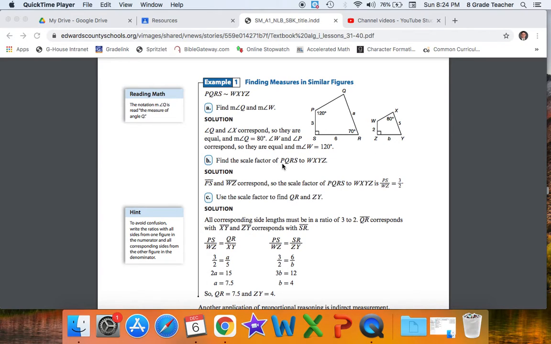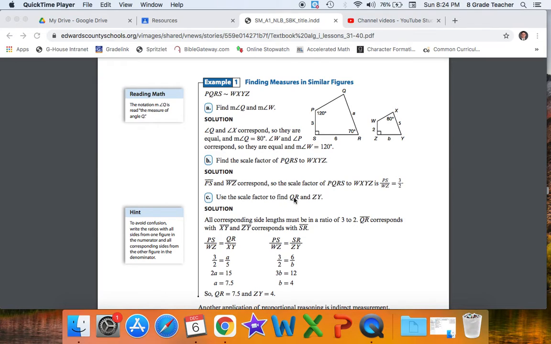B, find the scale factor of PQRS to WXYZ. Here you're going to take those side lengths and compare them. Here you've got PS is comparable to WZ, so you're going to put that into a fraction. This is the length of 3 over 2, and it's written right here. To find the scale factor, then, you're going to try and reduce this, and you can't reduce this anymore, so the scale factor is 3 to 2.